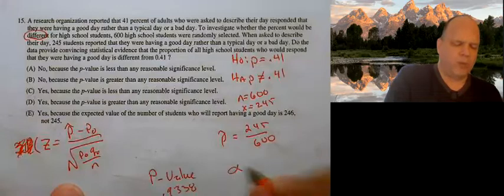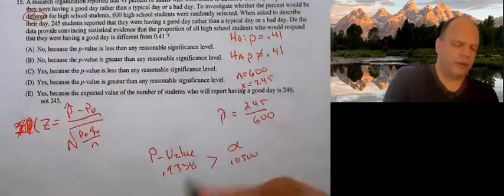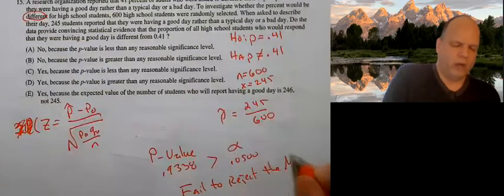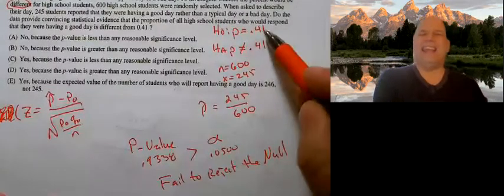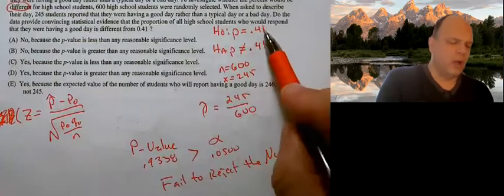And it doesn't really matter which alpha I choose. This is definitely greater. So we're going to fail to reject. So if I'm failing to reject the null, I am believing this.